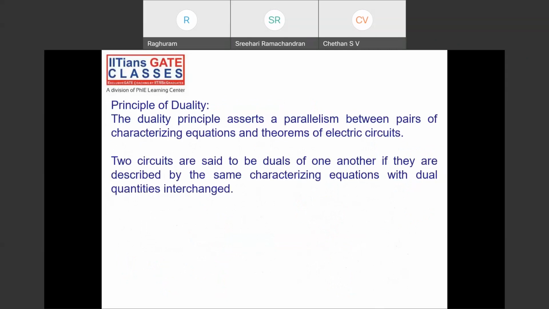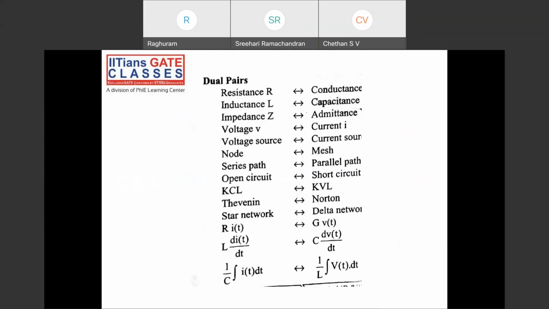Next, there is a small concept called the principle of duality. The duality principle asserts a parallelism between pairs of characterizing equations and theorems of electric circuits. Two circuits are said to be duals of one another if they are described by the same characterizing equations with dual quantities interchanged. We'll see some of the advantages of duality in the next classes also. Simply, there are dual pairs.